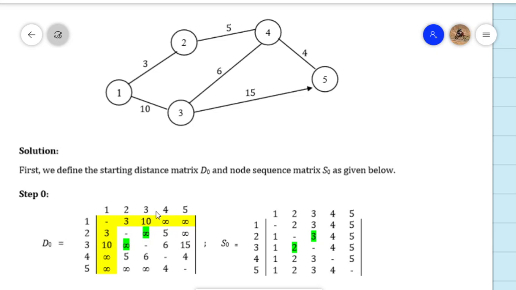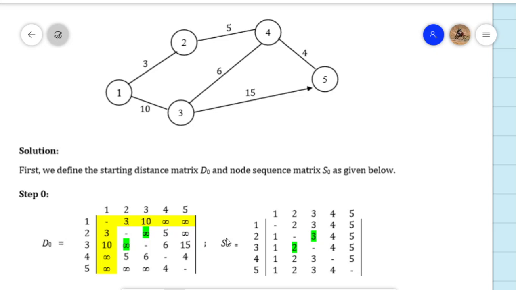So row 1 means from node 1, from node 2, from node 3. Then the columns also have numbers. This would be the destination node: to node 1, to node 2, to node 3, meaning this entry here represents the distance from 1 to 2. Then the distance from 1 to 3 is 10 and so on.